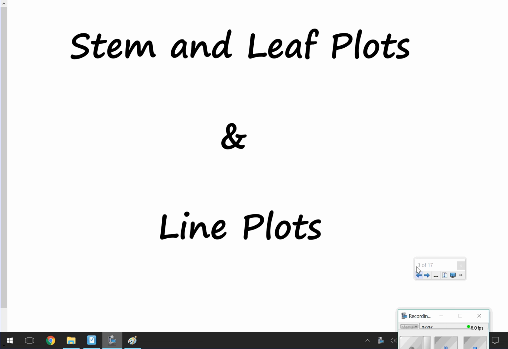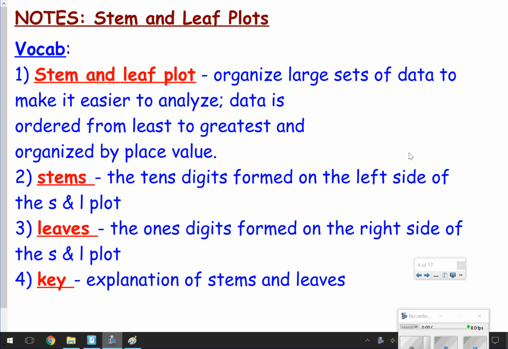Let's get started. These are some vocabulary terms to understand what stem and leaf plots are. We're going to start with those. Please take the time to pause the video now and write down each of the vocabulary terms: what a stem and leaf plot is, stems, leaves, and the key. Once you're done, click play and come back to us.